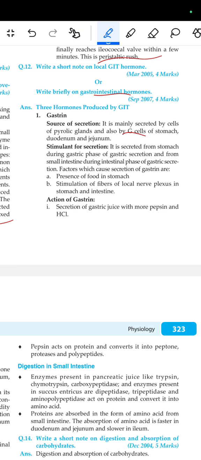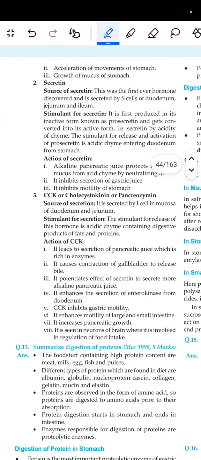Stimulant for the secretion: it is secreted from the stomach during the gastric phase of gastric secretion and from the small intestine during the intestinal phase of gastric secretion. Factors which cause the secretion of gastrin are the presence of food in the stomach and stimulation of the fibers of the local nerve plexus in the stomach and intestine. Actions of gastrin: secretion of gastric juice with more pepsin and HCl, acceleration of the movement of the stomach, and growth of the muscles of the stomach.